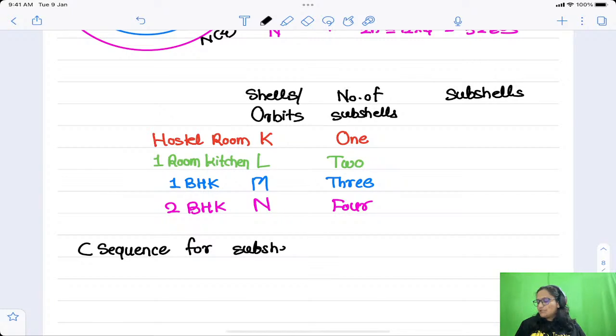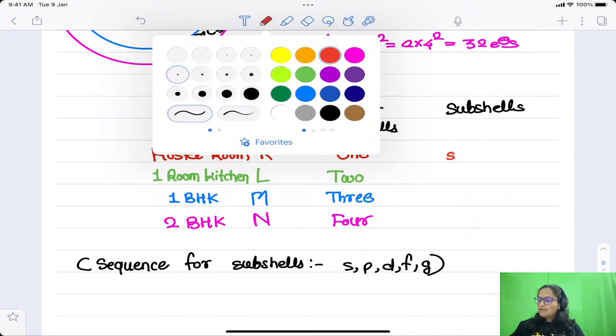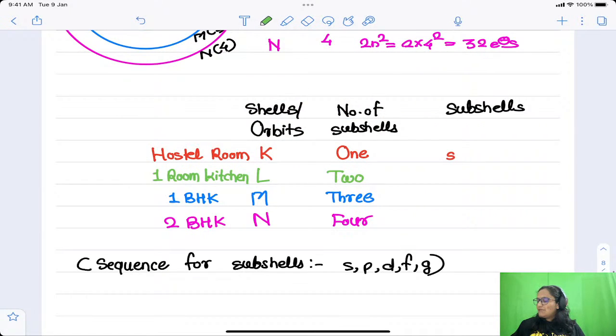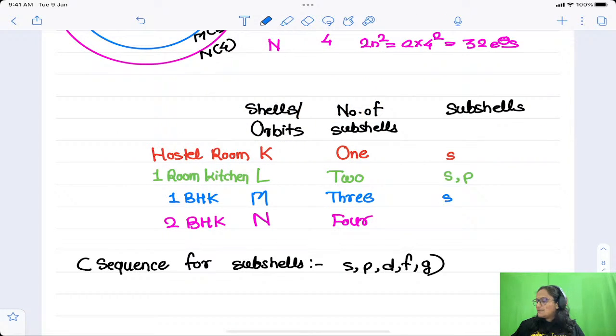The sequence for the subshells is s, p, d, f, g. All of them are small letters. You have to start with s, p, d, f and g. So if there is only one subshell, it will be the s subshell, that's it. Next, for two subshells, always start with s, then p. Why s and p? Because two subshells are there. Next, three subshells: always start with s, then p, then d. Follow the sequence. The next is 4, then s, p, d and f. If it is further, then it will be s, p, d, f and g, right?